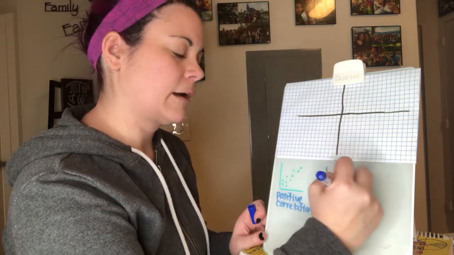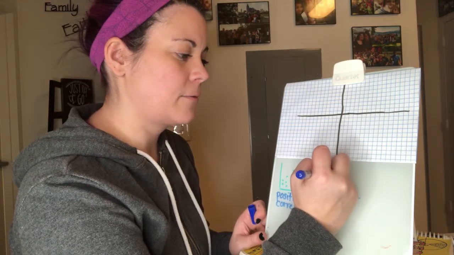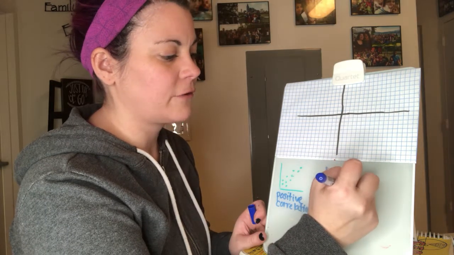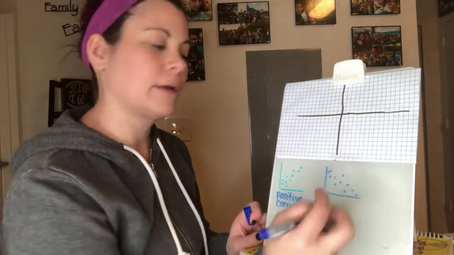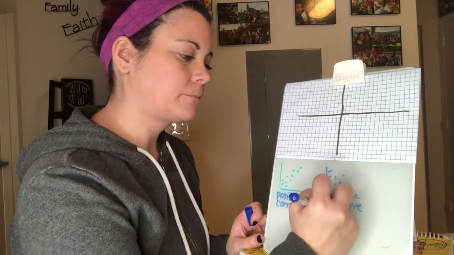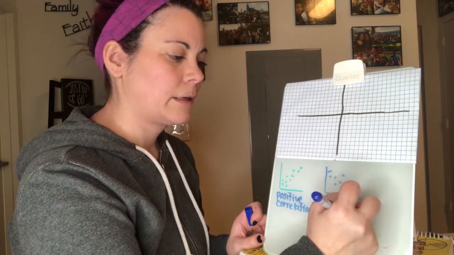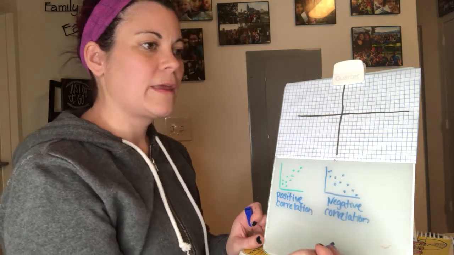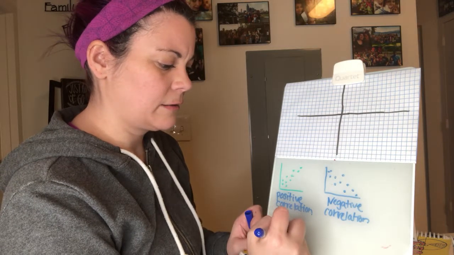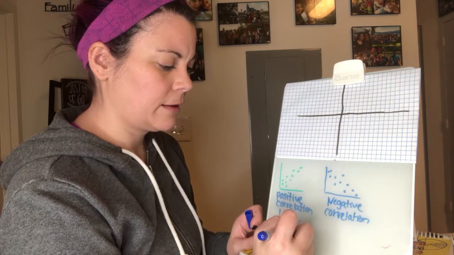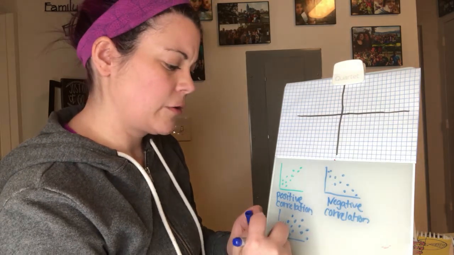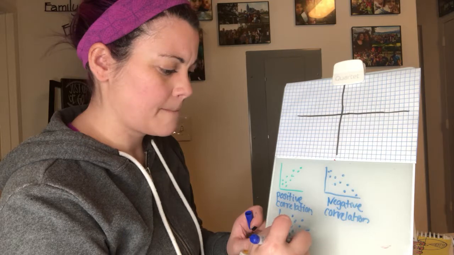A graph that kind of looks like it's going down, and they all don't always have to go down, but it looks kind of like it's going down, is a negative correlation. And then one that kind of doesn't look like it's doing anything, you can't see a trend at all. This is no correlation or none.